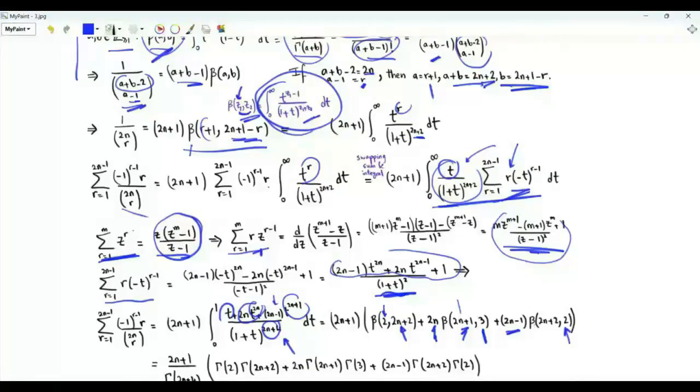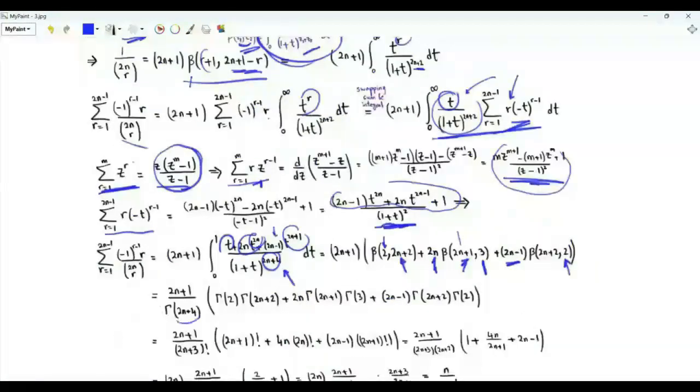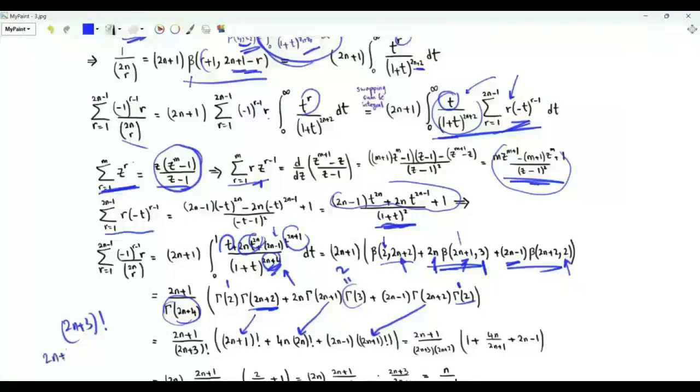Expressing each beta function in terms of the gamma function, we get gamma of 2n plus 4, which is this power in the denominator. From here, we get gamma of 2, which is 1, times gamma of 2n plus 2. Then we have 2n gamma of 2n plus 1 gamma of 3, which is equal to 2. Then 2n minus 1 gamma of 2n plus 2 gamma of 2, which is 1. Gamma 2n plus 2 is 2n plus 1 factorial. Gamma 2n plus 1 is 2n factorial. Gamma 2n plus 4 is 2n plus 3 factorial, which can be written as 2n plus 3 times 2n plus 2 times 2n plus 1 factorial.